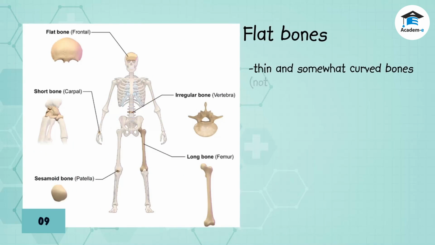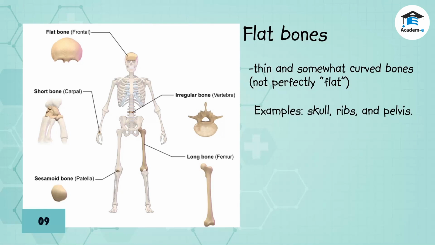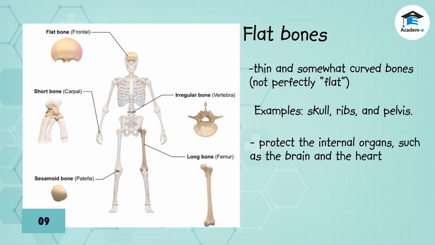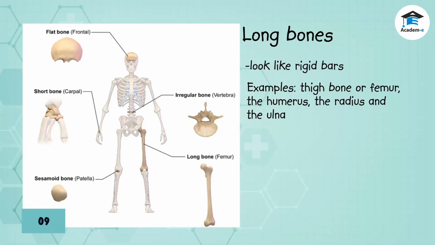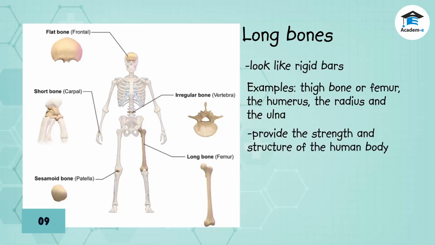Flat bones are thin and somewhat curved bones. Examples of flat bones include the skull, ribs, and pelvis. They protect the internal organs, such as the brain and the heart. Long bones look like rigid bars that are not always long in the length sense. Examples of long bones include the thigh bone or femur, the humerus, the radius, and the ulna. They provide the strength and structure of the human body.